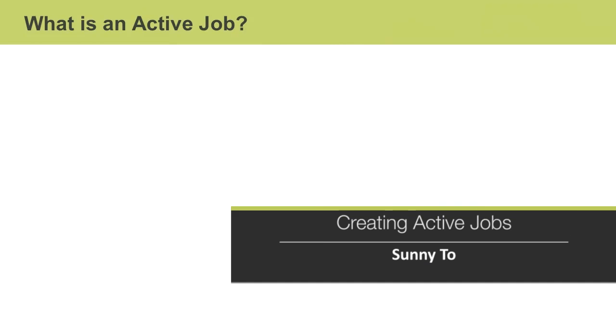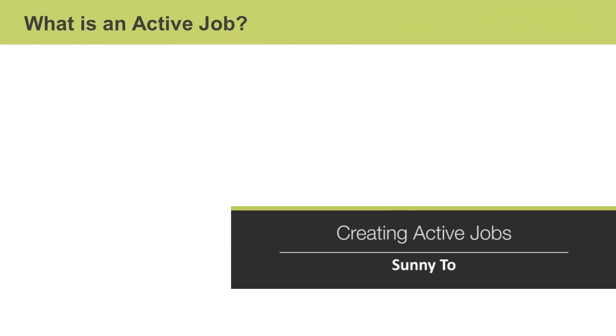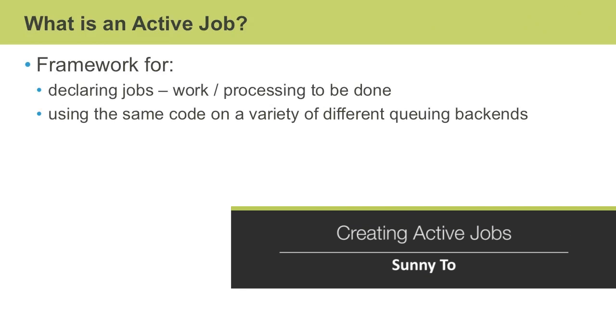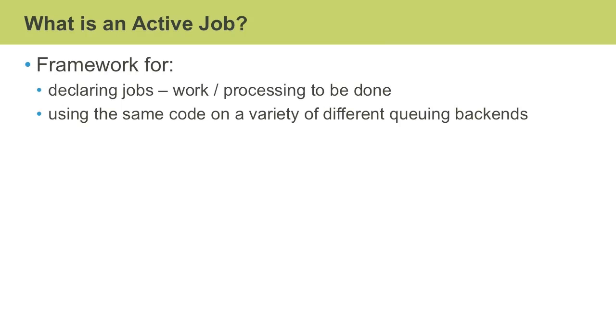In this video, we are going to talk about active jobs in Ruby on Rails. Active Job is a framework we use to declare jobs that are run as background processes. Since there are a variety of different queuing backend implementations, Active Job provides a common interface where code can be written once, rather than multiple times, for each implementation of the queuing backends.